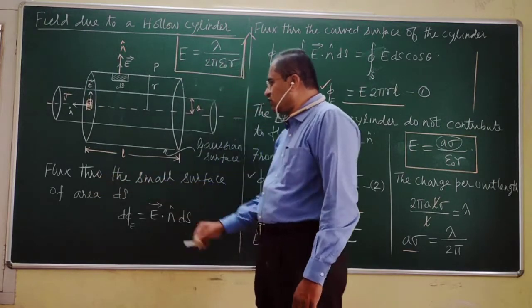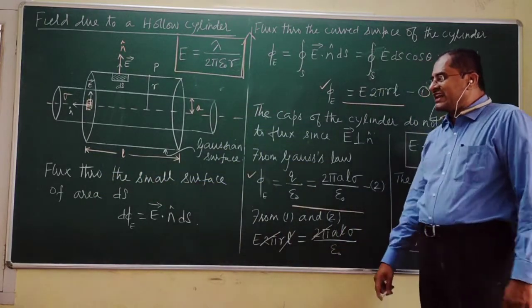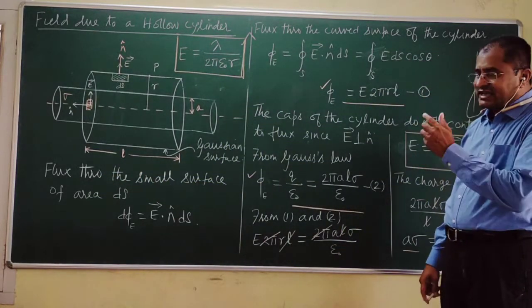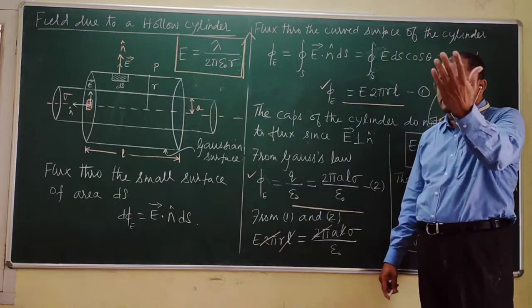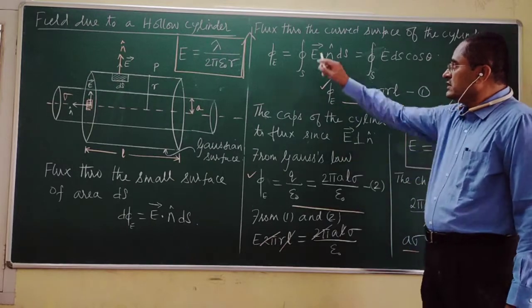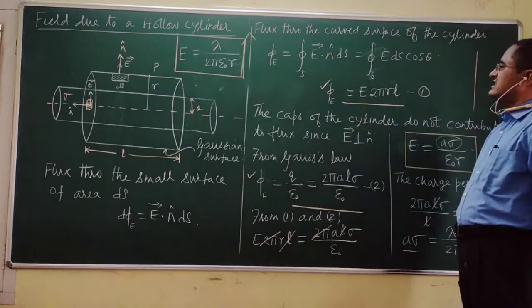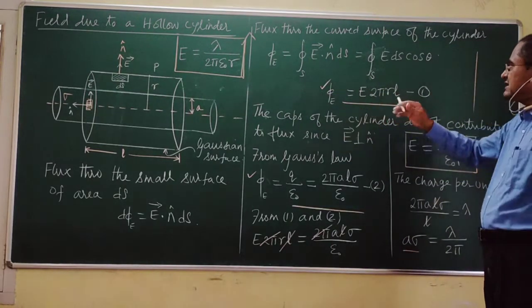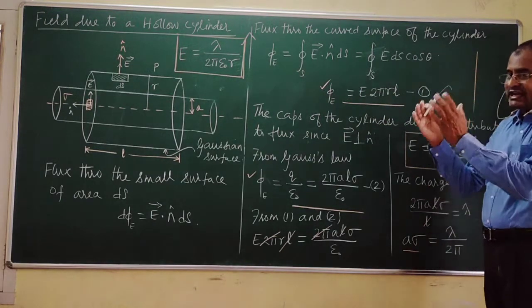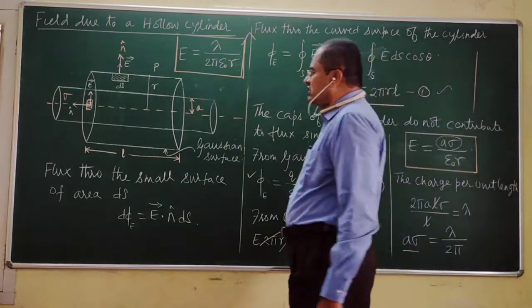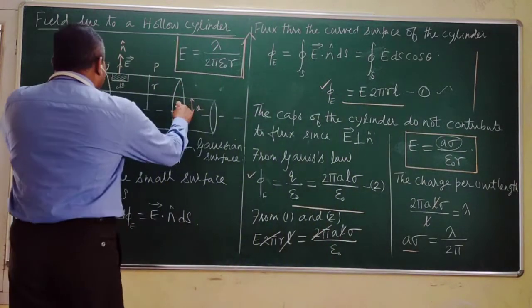Therefore, flux through the small surface of area ds, d phi, is E vector dot n cap ds. This we are familiar with from our previous class. Flux through the curved surface of the cylinder, you integrate this expression and you end up here. You have to take into account how much contribution there is to the flux from the caps.